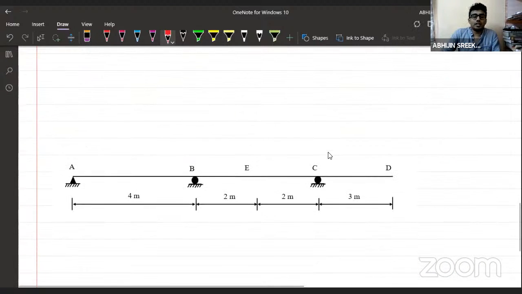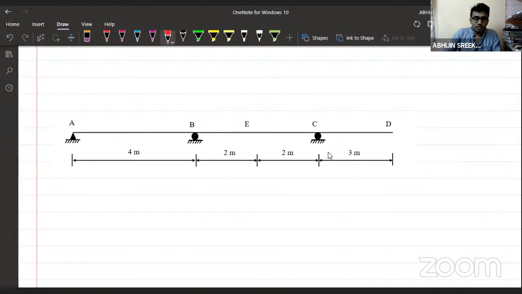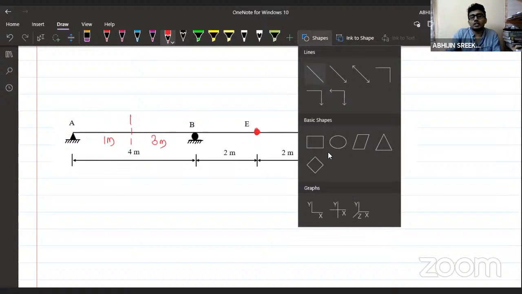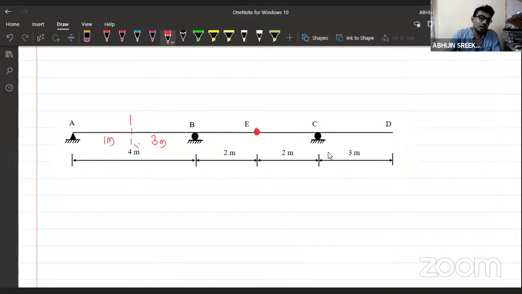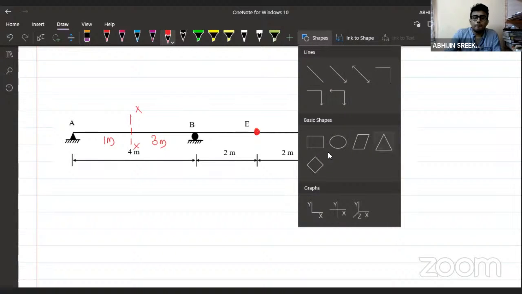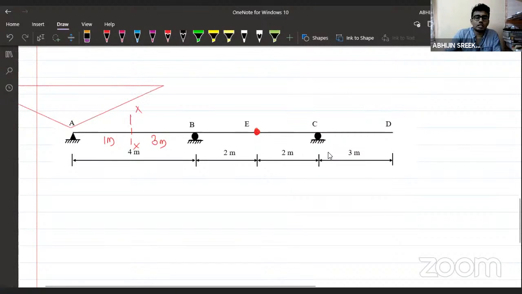Now, if you are interested, we can move further. There's a hinge here. I'm telling you the possible questions. Suppose I'm taking a section here, this is 1 meter and this is 3 meter. I want you to draw the influence line diagram for bending moment at section XX. This is section XX. How will it be? It will be somewhat like this, correct?